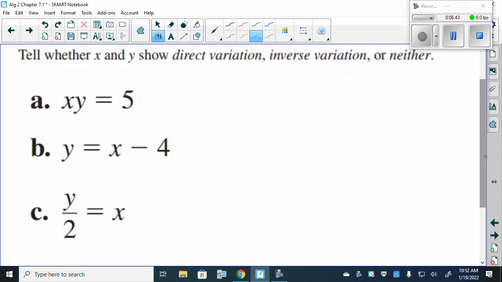So let's look at these first three here. The first one, x times y is equal to 5. Would this be direct, inverse, or neither? I would agree with inverse.